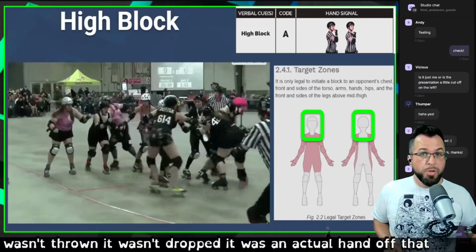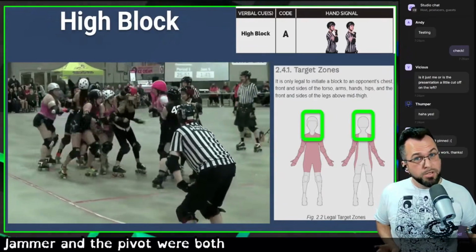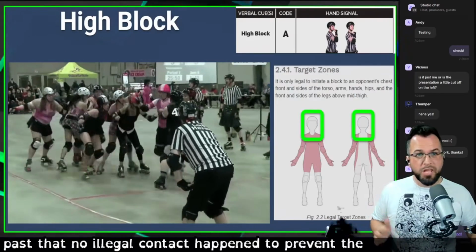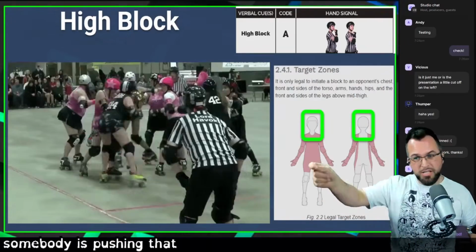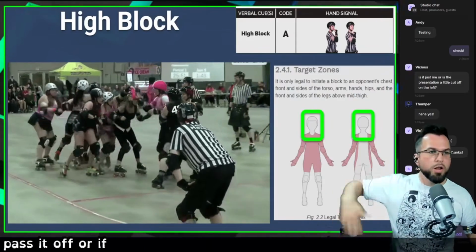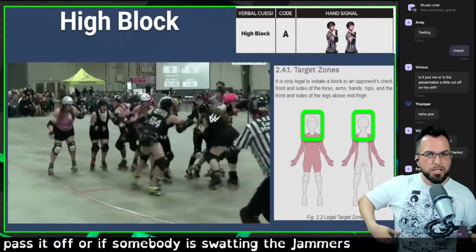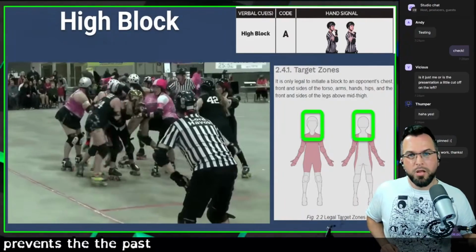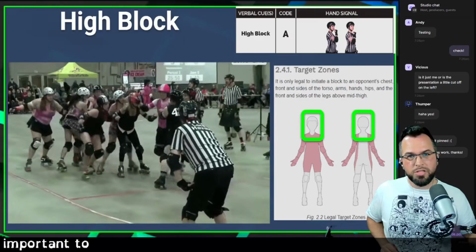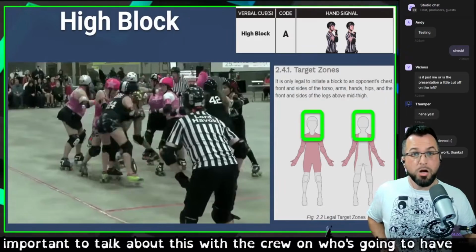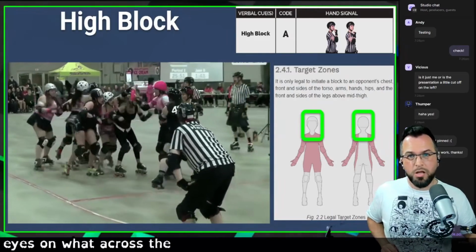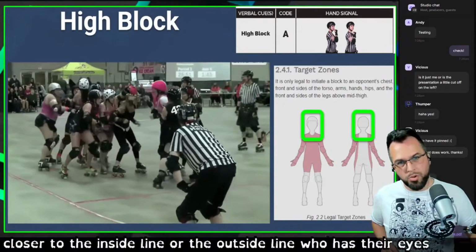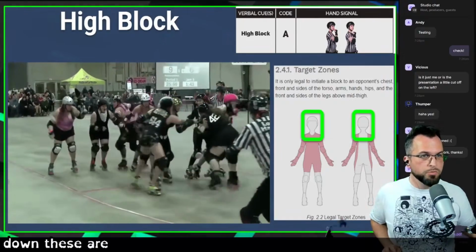That the jammer and the pivot were both in bounds and upright during the pass, that no illegal contact happened to prevent the pass. If somebody is pushing that jammer backwards as they're trying to pass it off, or if somebody is swatting the jammer's hand while they're trying to pass it off, looking for illegal contact like that prevents the pass. So it's important to talk about this with the crew on who's going to have eyes on what across the different moments, like when a pack is closer to the inside line or the outside line, who has their eyes up or down.